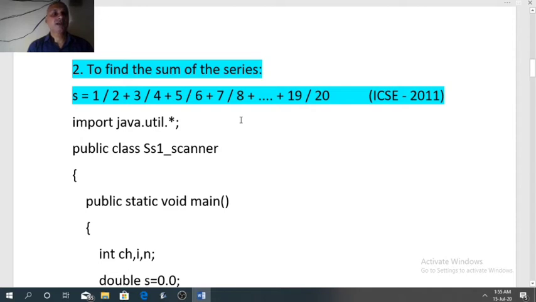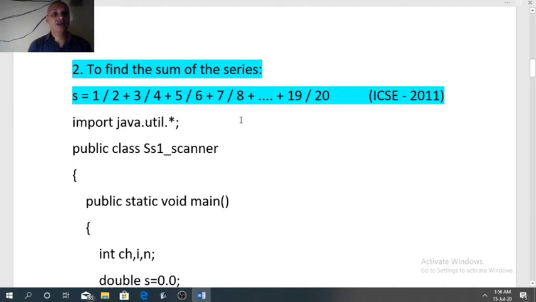Now if you analyze the relationship between numerator and denominator, in every term, first term 1 by 2, it means denominator is 1 more than numerator. Second term 3 by 4, again denominator is 1 more than numerator. And the last term 20 is the denominator, which is 1 more than 19. So denominator is 1 more than the numerator in every term. So we have got the relationship also between numerator and denominator.